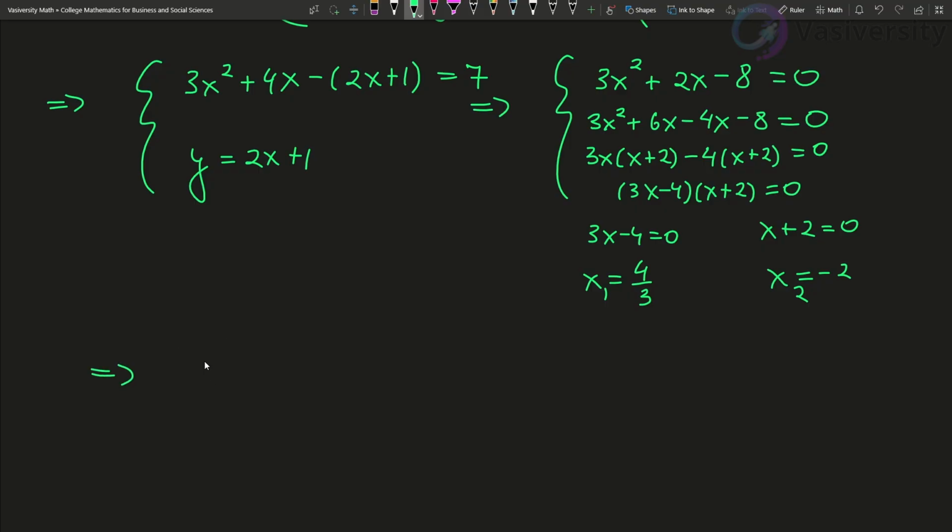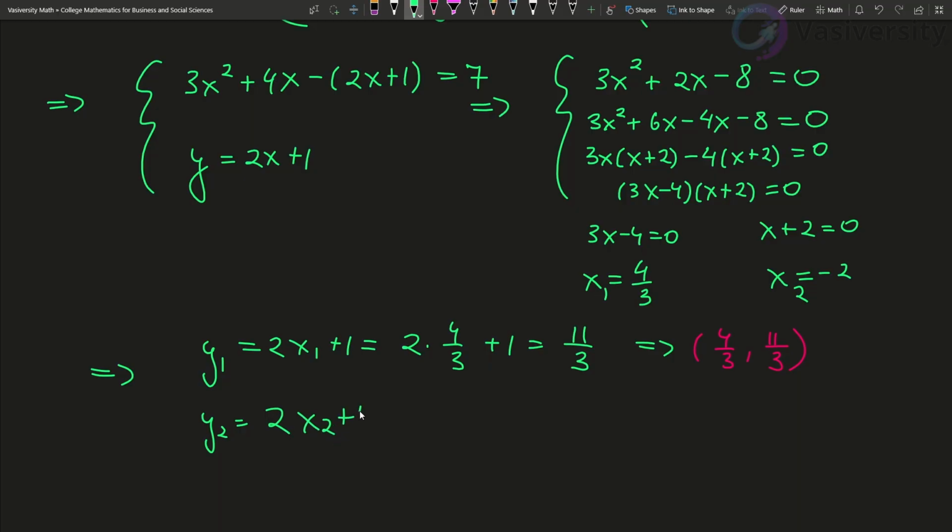So we're going to have y1 is going to be 2x1 plus 1, which is equal to 2 times 4/3 plus 1, which is going to be equal to 11/3. So our first solution is (4/3, 11/3). Okay, and our second solution, y2, is going to be 2 times x2 plus 1, which is equal to 2 times -2 plus 1. It's equal to -3. So our second solution, second point, is going to be (-2, -3).